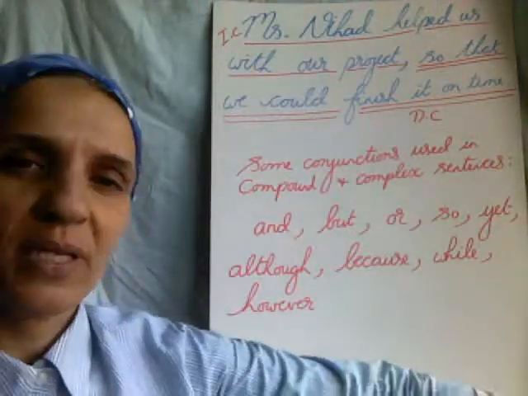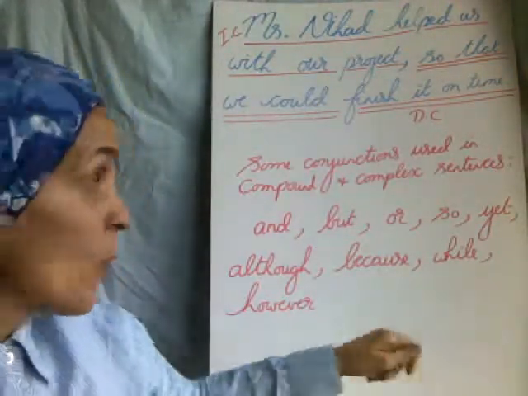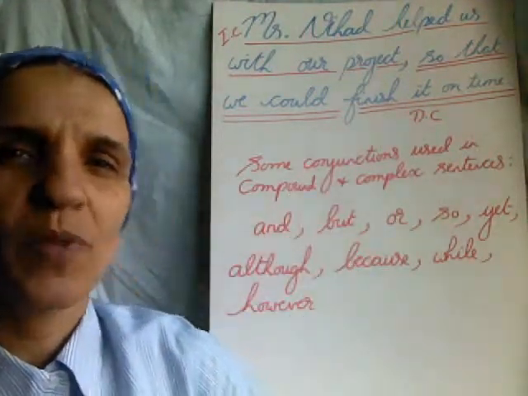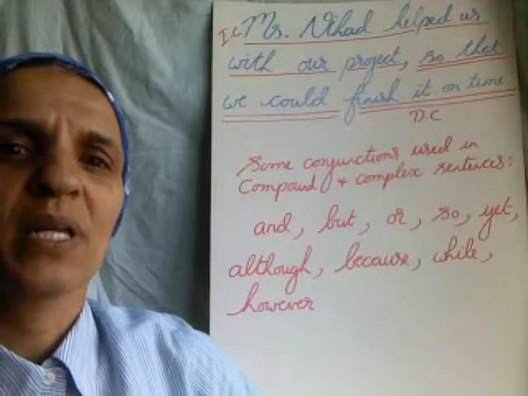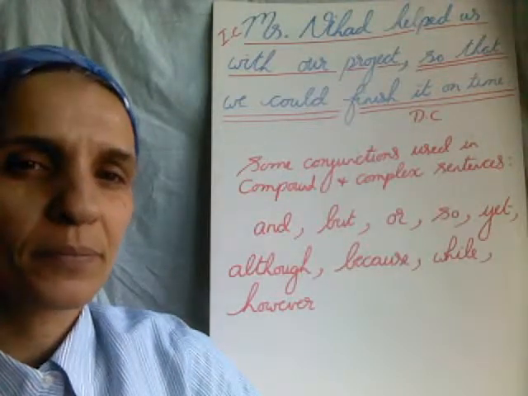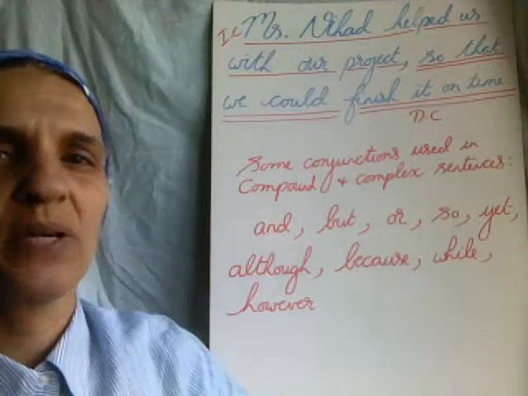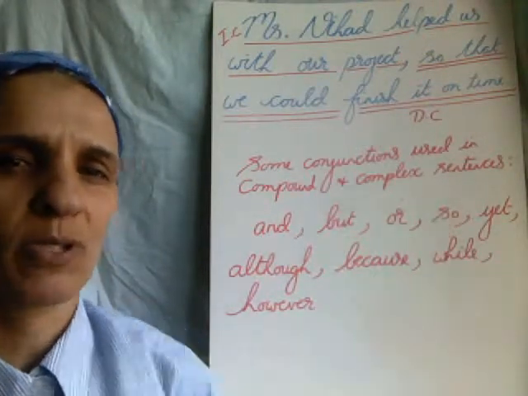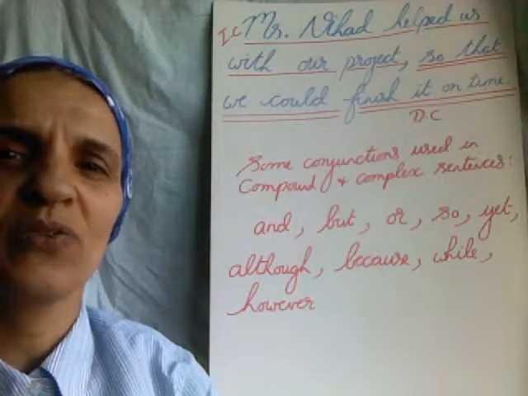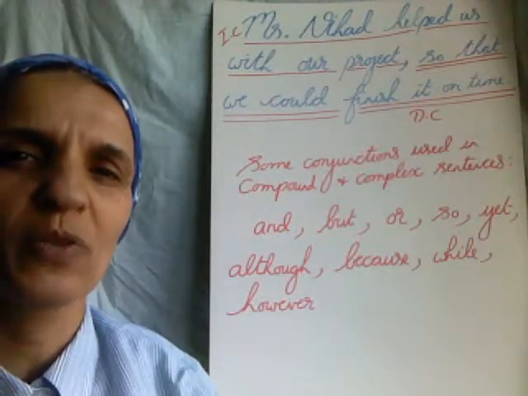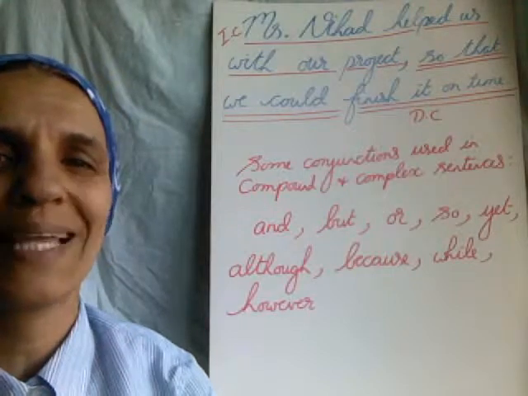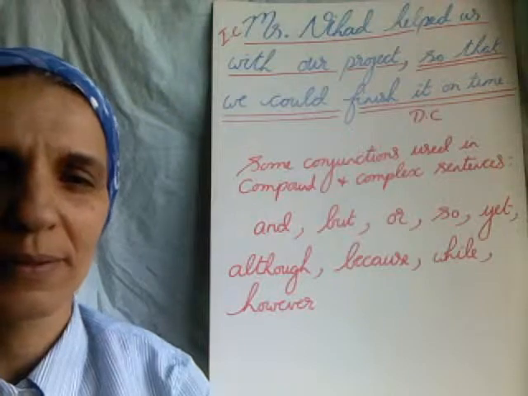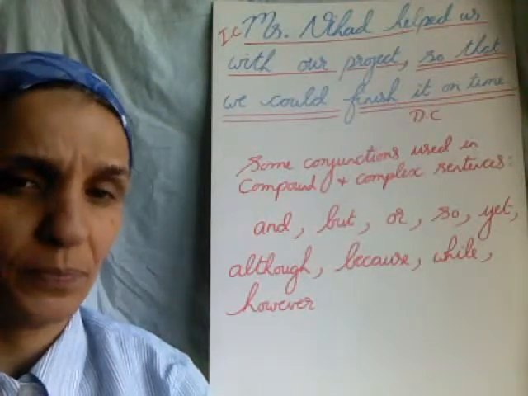Okay, and another example of a complex sentence. Miss Nihad helped us with our project so that we could finish it on time. So your independent clause here is Miss Nihad helped us with our project. That can stand on its own as a complete sentence. So that we could finish it on time, that cannot stand on its own. See, it doesn't make sense on its own.